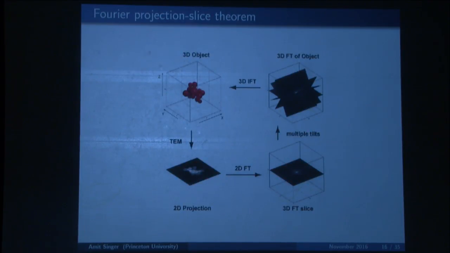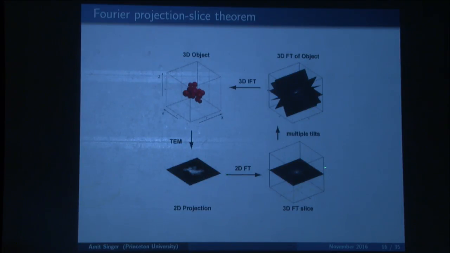to understand what Kam suggests, let's go over a very important theorem from computerized tomography. This is the Fourier projection slice theorem, and it is a very simple theorem to state. On the one end, we have the molecule, a 3D object, and you can consider its two-dimensional projections.